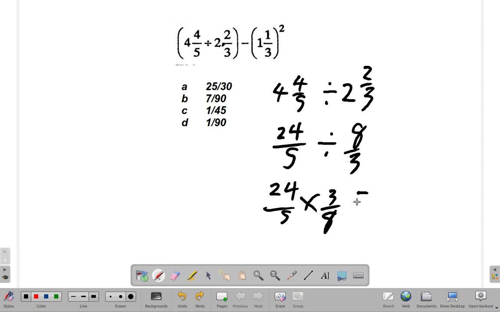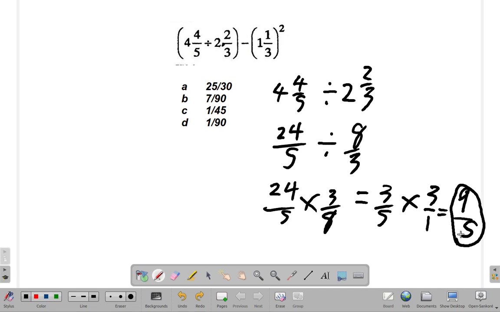So I see where I can do a little cancellation. 8 into 8 goes one time, 8 into 24, 3. So I have 3/5 multiplied by 3, and up here 3 times 3 is 9. Remember, this is really 3/1, and when it comes to multiplying fractions, it's top by top over bottom by bottom. So up here 3 times 3 is 9, over 5 times 1 is 5. So all of this here is really 9/5.